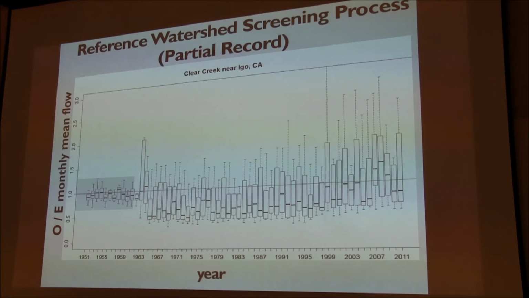This example here is for Clear Creek near Igo, which is an area that I'm pretty familiar with and spent a lot of time on. This blue portion of the graph here is before the Whiskeytown Dam went in, in 1963, so we're able to use that period of record as a sort of reference for this watershed.